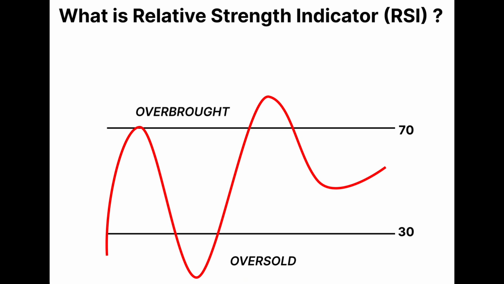On the other side, the oversold zone. This is when the RSI falls below the 30 mark. Similarly, an RSI below 30 doesn't mean buy now. It only suggests that selling pressure is very strong and the market might be due for a pause.